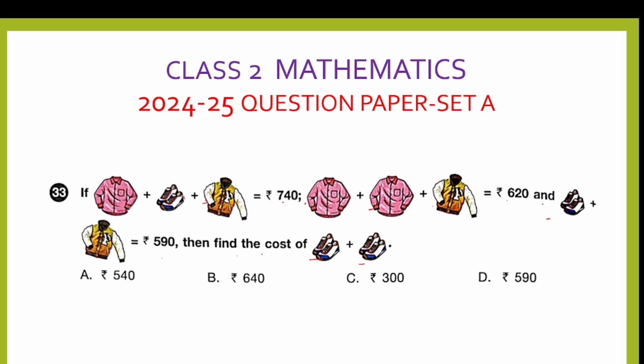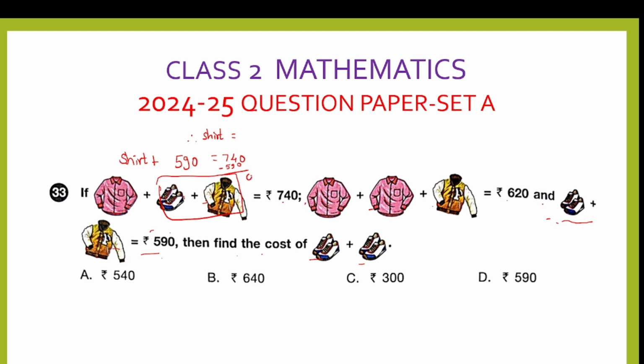So if we see, the first statement is pink shirt plus shoes plus jacket is 740. And in the second one we have given shirt. Now use the last sentence, that is shoes plus jacket is 590. So we can replace this value as what? 590 instead of this shoes and jacket. And this pink shirt is as it is. So shirt plus 590 is equal to 740. Now we can find out the value of shirt by using 740 minus 590.